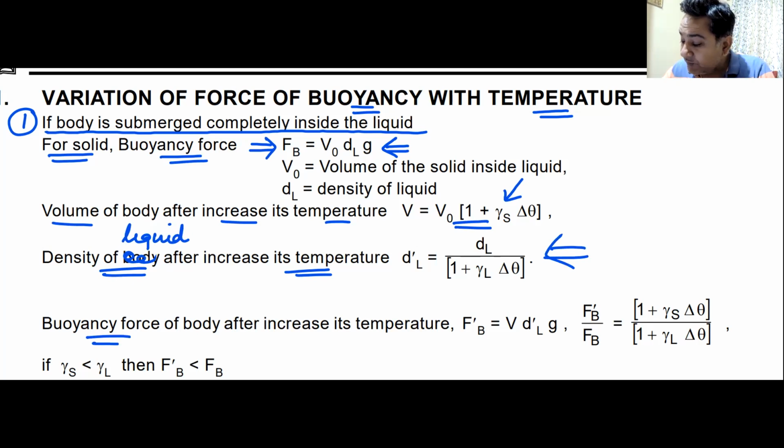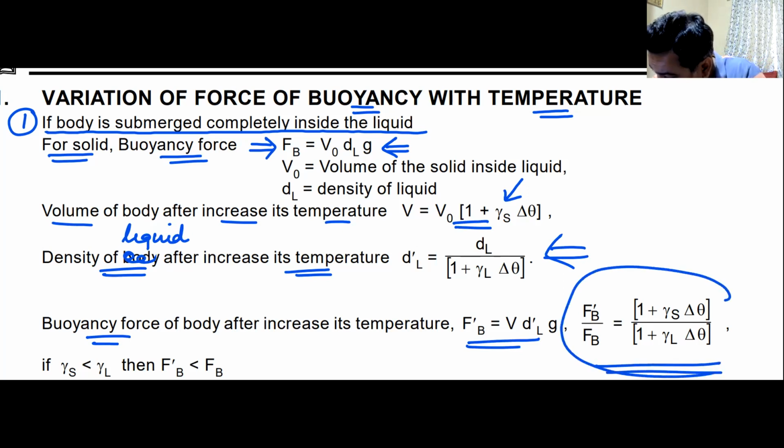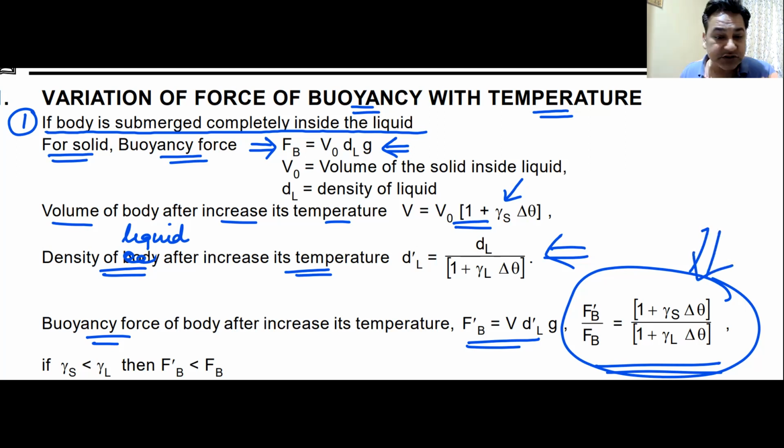What will be the new buoyant force? The new buoyant force will be this, and then you can find the ratio, and this is what you have got to remember. FB dash, which is the new buoyant force, divided by FB, which is the old buoyant force. The ratio is: 1 plus gamma S into delta theta divided by 1 plus gamma L into delta theta. This is the most important factor that you must remember in this particular question. Do we understand this? Yes, sir. Please note it down.